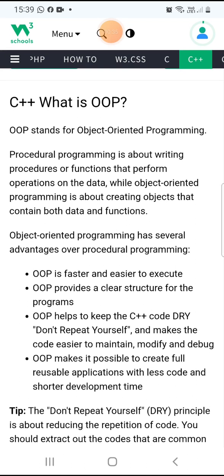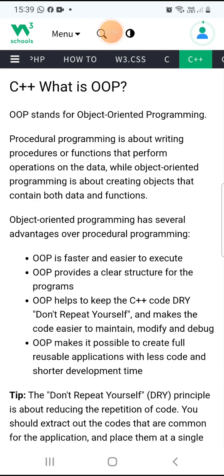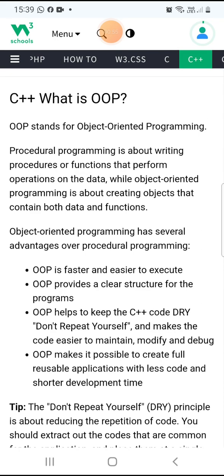Now generally what happens, C is a procedural programming language. That is very important. You need to keep it in your mind. Procedural programming means the programming language which is totally based on functions. So in procedural programming, writing procedures means functions. So functions I have already briefed.